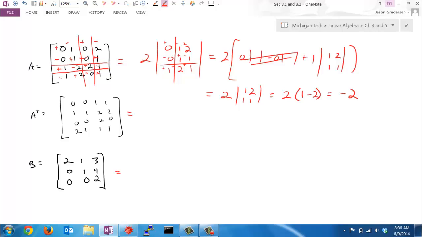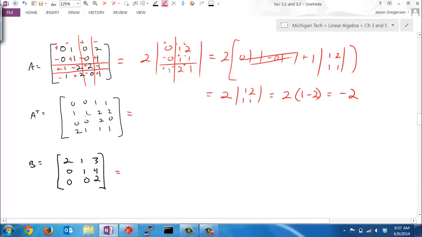Now we have to do the next one, a transpose. Before we dive too much into this, let's just think about the process. If I had to pick a row or a column, which one would I expand along? Row 3. Row 3 looks a lot like column 3, right? Just the transpose. I just flipped my rows and columns.